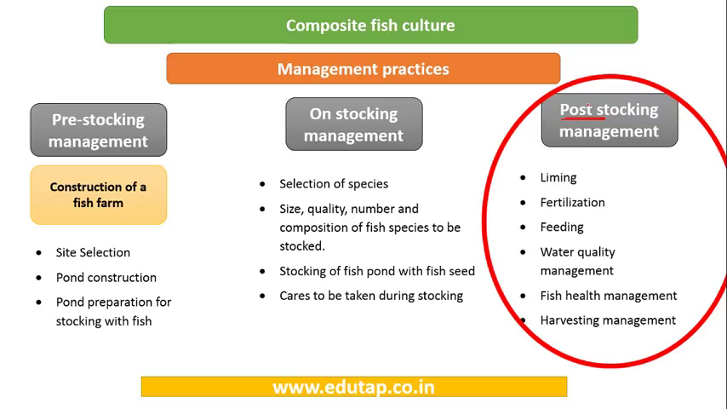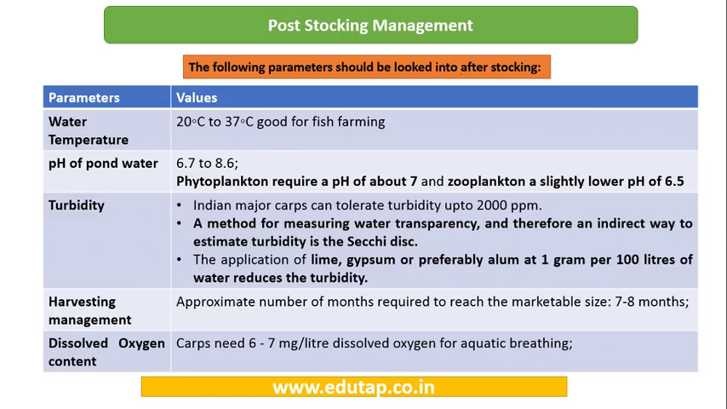So we are done with the pond construction. We are done with placing our fish species inside the pond, right? And now we need to take care of it after the fishes have started to rear in these ponds, right? So this is a very important tabular column. After the fishes are stocked, these are some of the parameters with the corresponding values that you need to be aware of, right?